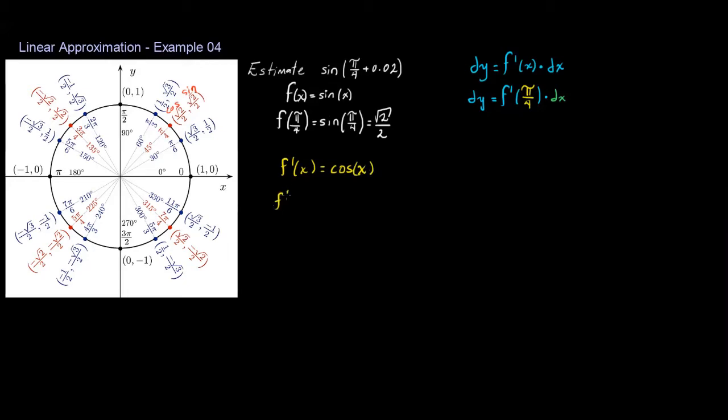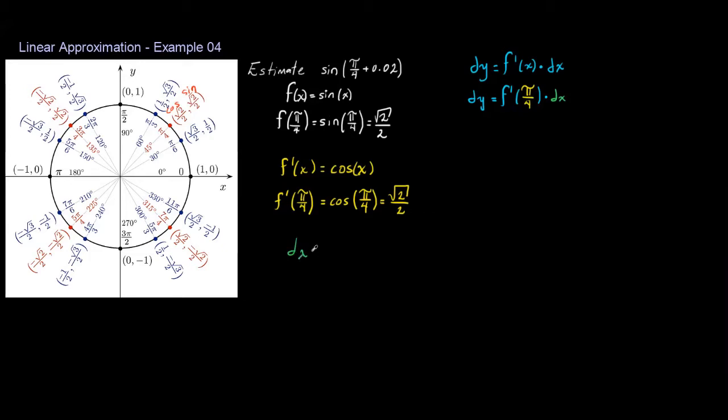So f prime of pi over 4 will be equal to cosine of pi over 4, which, as you can see from the left, is the square root of 2 over 2, just as well as the sine. I'm going to write it here: cosine of pi over 4 is equal to the square root of 2 over 2. Now we are done with this part of the formula. Now let's get to the dx. Well, dx is nearly the simplest in every case.